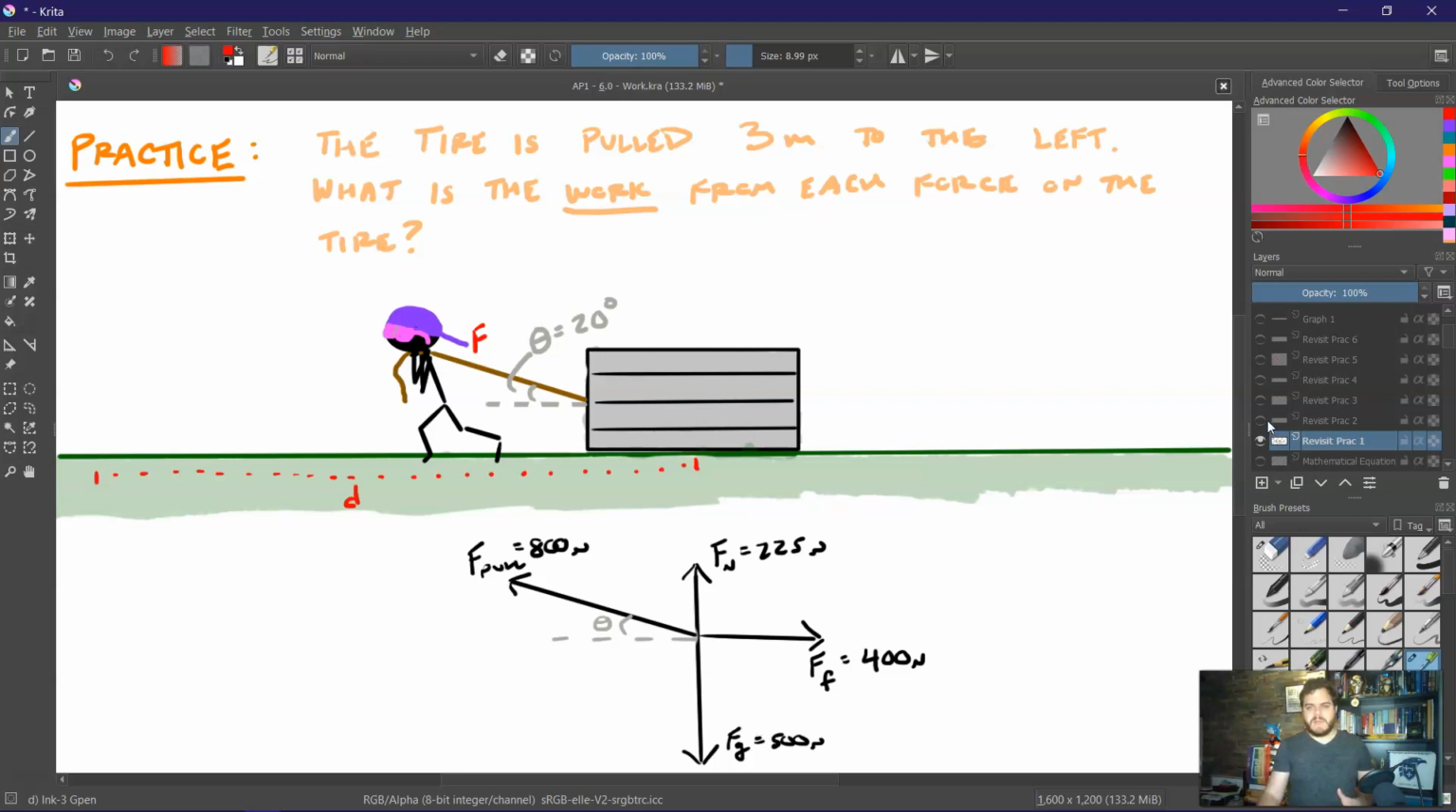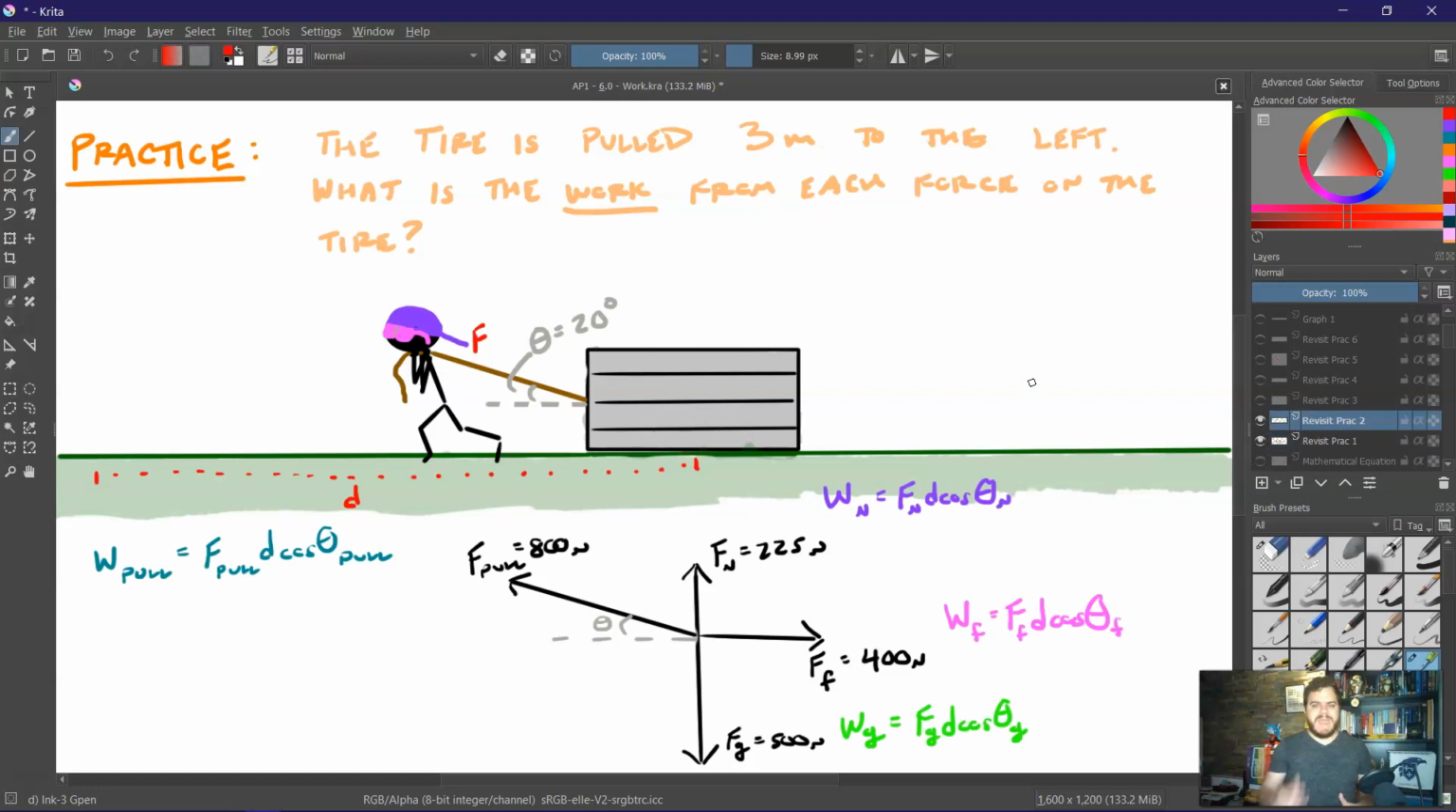So let's go ahead and set everything up. I'm going to put on all of these Fd cosine theta. And notice for all of these, I put the specific forces I'm talking about. Additionally, I put a little subscript next to the theta as well. Well, why is that? Because that theta is the specific angle between that force and the direction of motion.